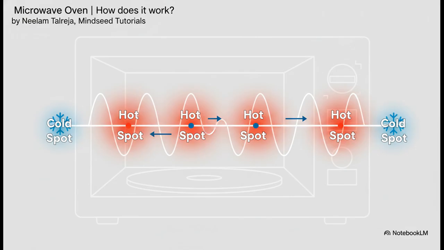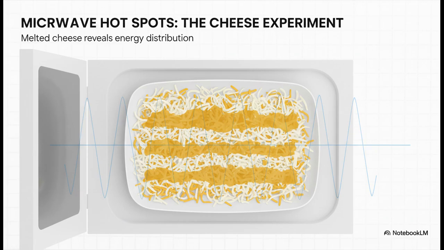This means that if your food just sits still, some parts will get cooked, and other parts will stay completely cold. And you can actually prove this yourself with a fun little experiment. Just take the rotating plate out of your microwave, spread some shredded cheese on a dish, and heat it for about 30 seconds. You'll see a clear pattern of melted puddles and totally unmelted cheese. You've just created a map of your oven's hot and cold spots.